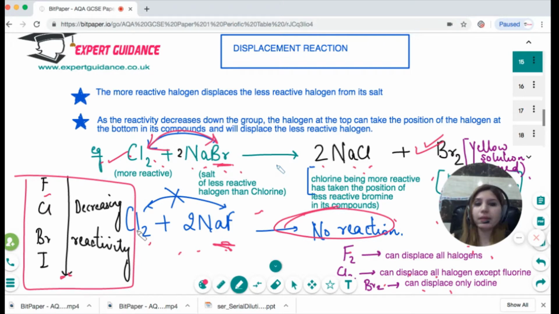So remember, the top halogen can take the position of the bottom halogen, provided the top halogen is alone and the bottom halogen is in the form of a compound, or in the form of a salt. I hope this displacement reaction is clear to you.